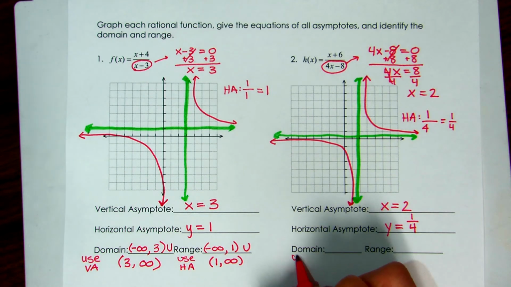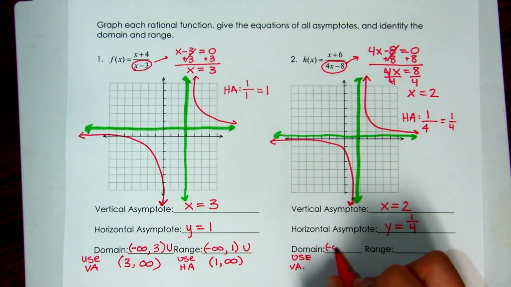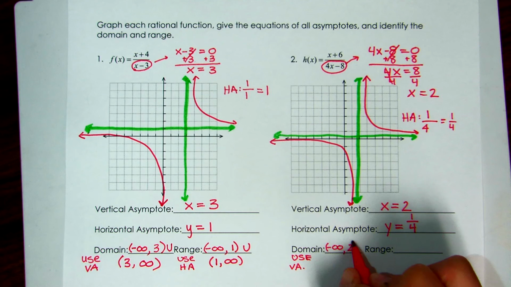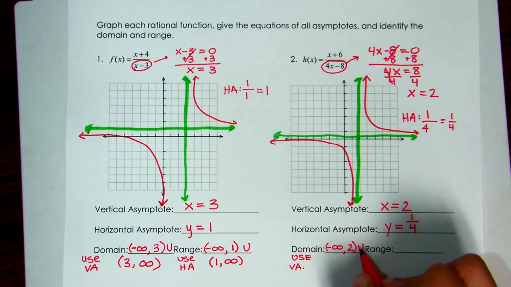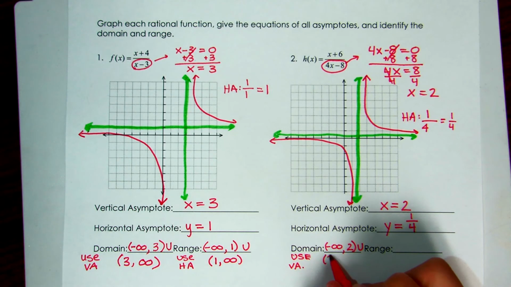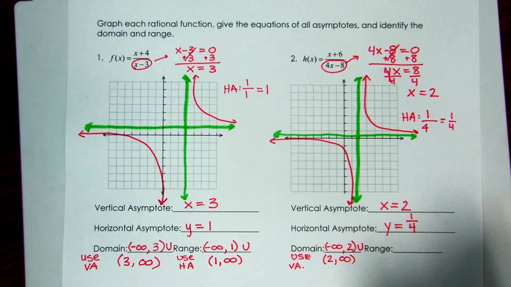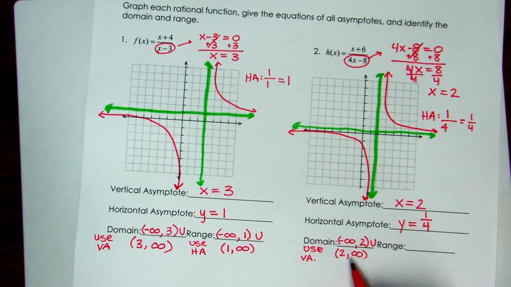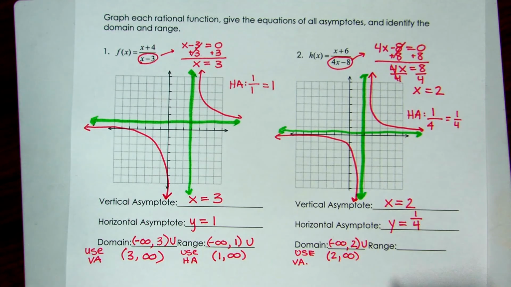Then for domain, I'm going to use the vertical asymptote. So I'm going to go negative infinity to my vertical asymptote at 2 with a parentheses, union to start the next area of the graph, 2 to positive infinity. Everything has a parentheses because we're not touching that vertical asymptote.